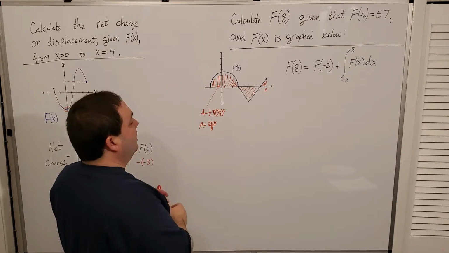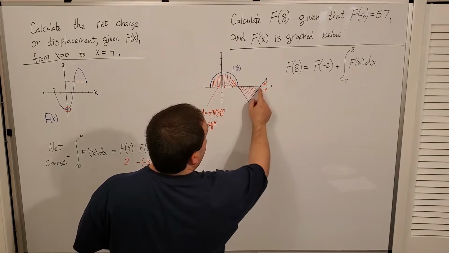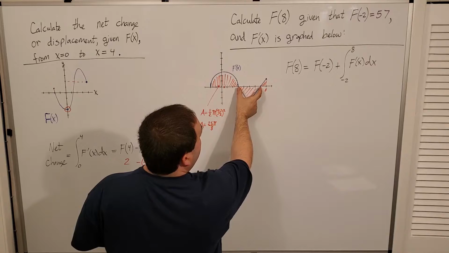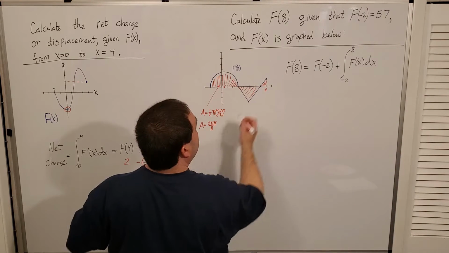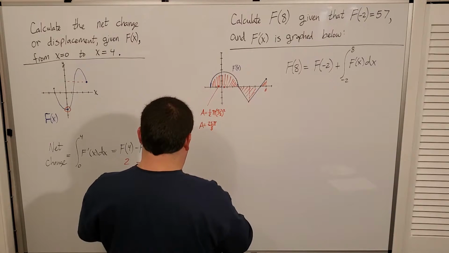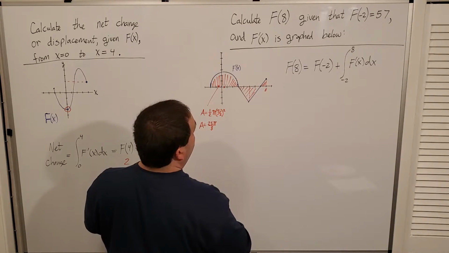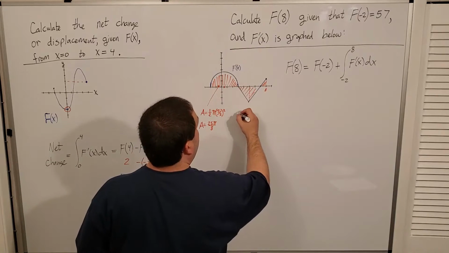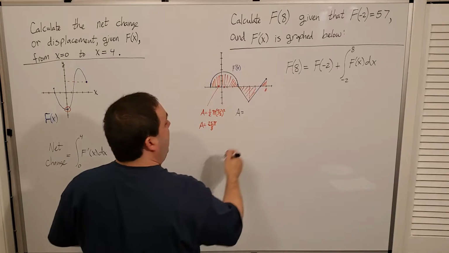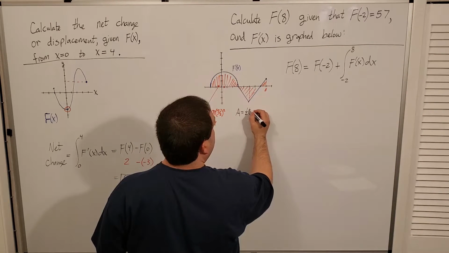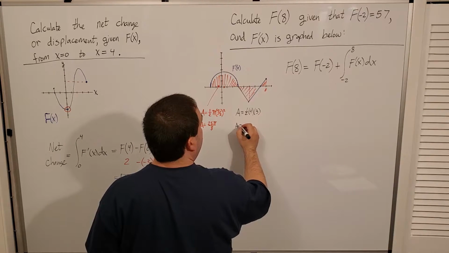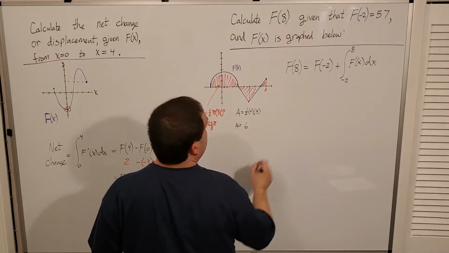Next, I'm going to take a look at this being a triangle here. It has a base 1, 2, 3, 4 wide, and it has a height right here of -3. Or just a height of 3, if you will. The area there is going to be 1/2, because it's a triangle, times the base times the height. So that area is 6.